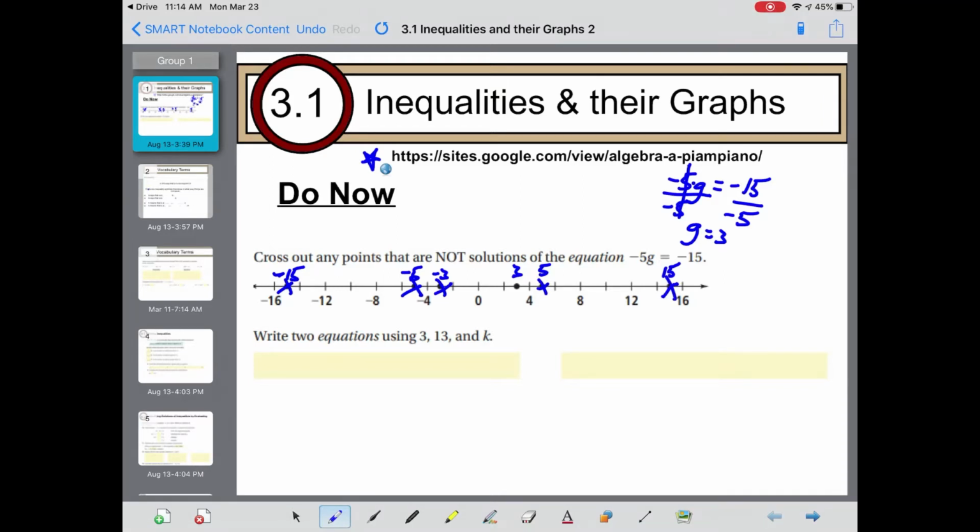Okay. On the bottom, they want you to write two equations using 3, 13, and k. Well, you can use your imagination here. Let's just do 3k equals 13. And maybe we'll try k over 13 equals 3.